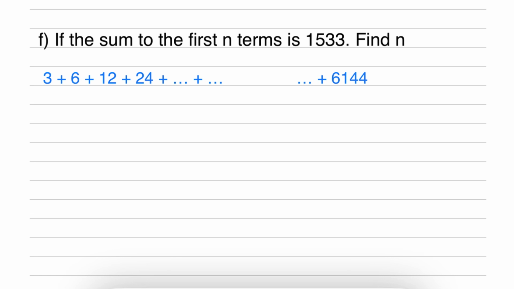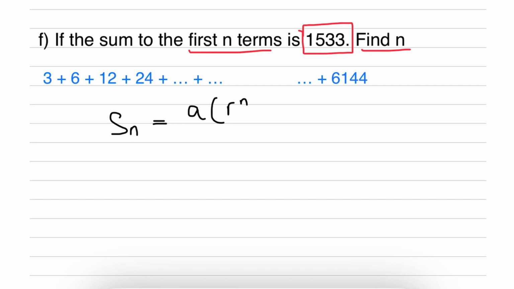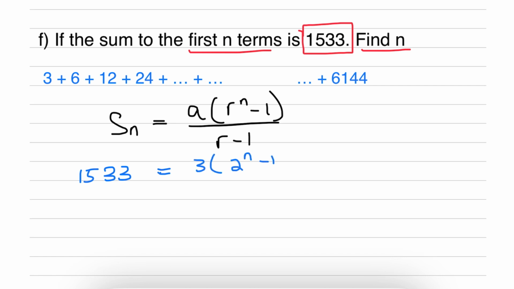Question F, it says, if the sum of the first n terms is equal to 1,533, find the value of n. Okay, so they are giving you a sum, and they're saying that it's equal to 1,533. You need to find n. You need to solve for n in this equation. Right, so let's substitute our sum, 1,533. Then we substitute a's value with 3. R is 2. We don't know what n is, so leave that just like that.